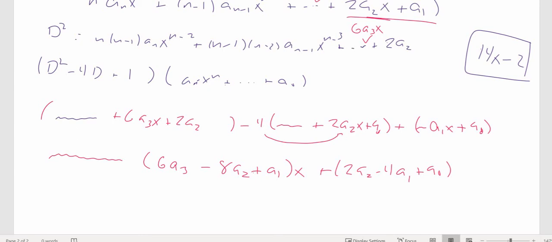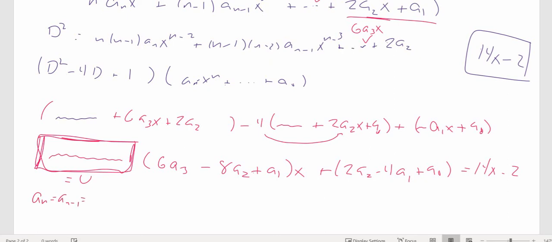Now, all of that's supposed to be equal to 14x minus 2. But all of this junk that's in the beginning, all of those coefficients have to be 0, which tells me that a n and a n minus 1 all the way down until you get to a3 are always going to equal 0. Okay? Which means that this is 0, this is 0, so the coefficient for x is only a1.